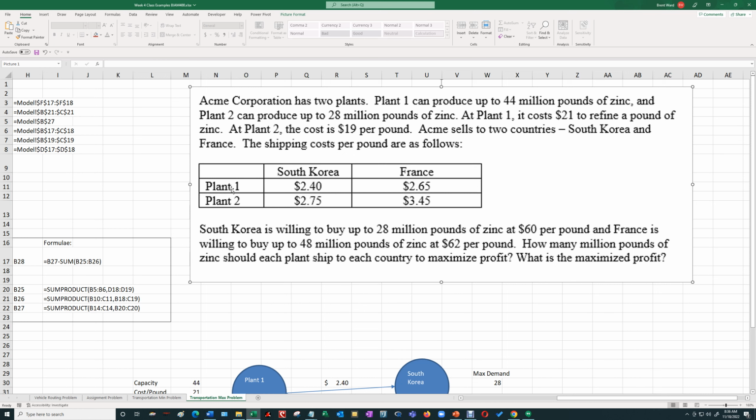So Plant 1 costs $2.40 per pound to ship to South Korea. It costs $2.65 per pound to ship to France, etc. South Korea is willing to buy up to 28 million pounds of zinc at $60 per pound, and France is willing to buy up to 48 million pounds of zinc at $62 per pound. So how many million pounds of zinc should each plant ship to each country to maximize profit? And this is where we go into a maximization rather than a minimization problem. And what is the maximized profit is the other question.